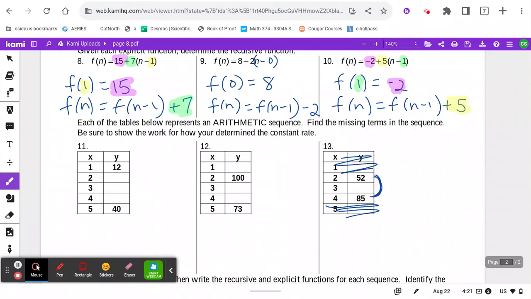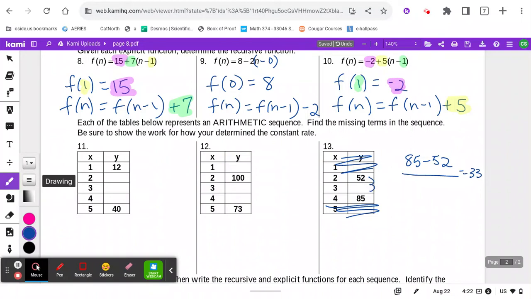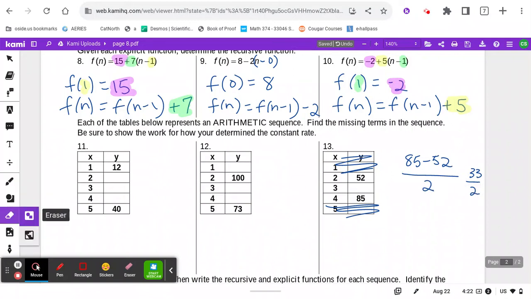If I grab my calculator and find that big jump difference, 85 minus 52, I'm seeing that that's 33. But that's doing it in one big jump when in fact it's supposed to be split into two small jumps, right? And so if I split that into two small jumps, I'm going to get 33 over 2, which is 16.5.